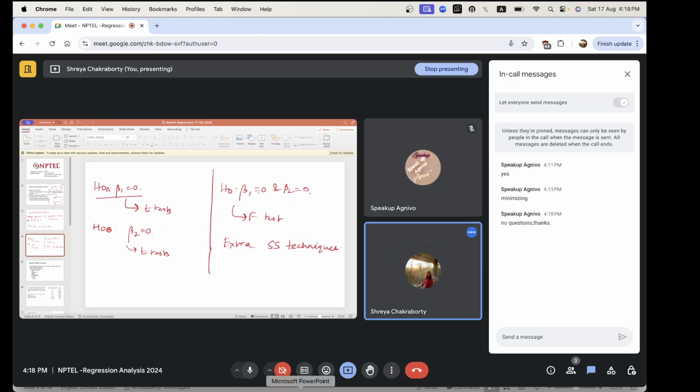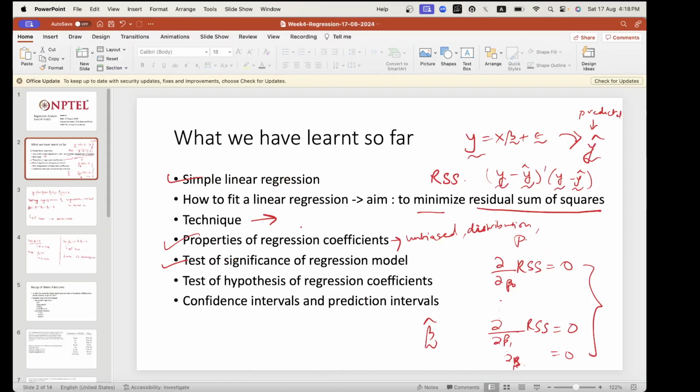So then we also learned about confidence intervals. We learned how to test for hypothesis. We also learned how to construct 95% or 90% confidence intervals for unknown quantities, either predictions or parameters, and using those confidence intervals we also learned how to test for the null hypothesis.